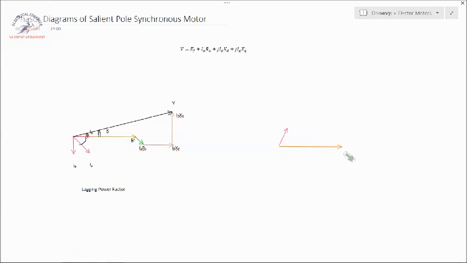To this IA RA, I add ID and XD. Now what is ID? What is IQ? That we have to understand. So IQ is in phase with EF. So ID vector will be here now. In the positive y-axis, ID vector will be somewhere here. So this will be vector ID.